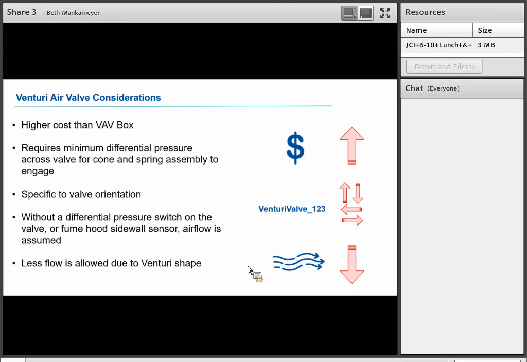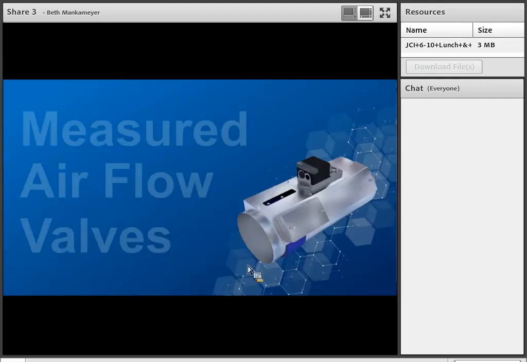Another consideration is just that less flow is allowed due to that venturi shape, and that's just looking at sizing. It's an easy workaround, but it is something to consider.